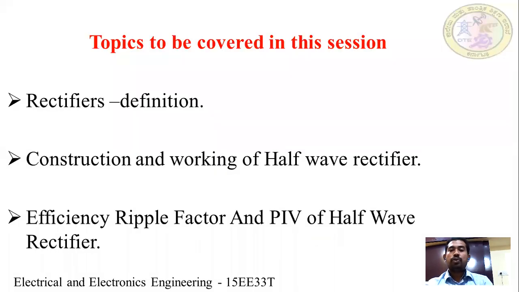The topics that are to be covered in this session are rectifiers definition, construction and working of half-wave rectifier, efficiency, ripple factor, and PIV of half-wave rectifiers.